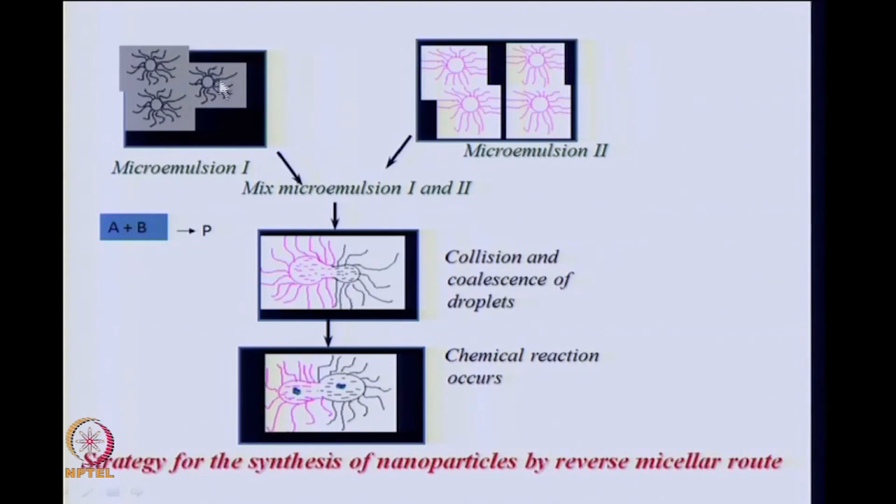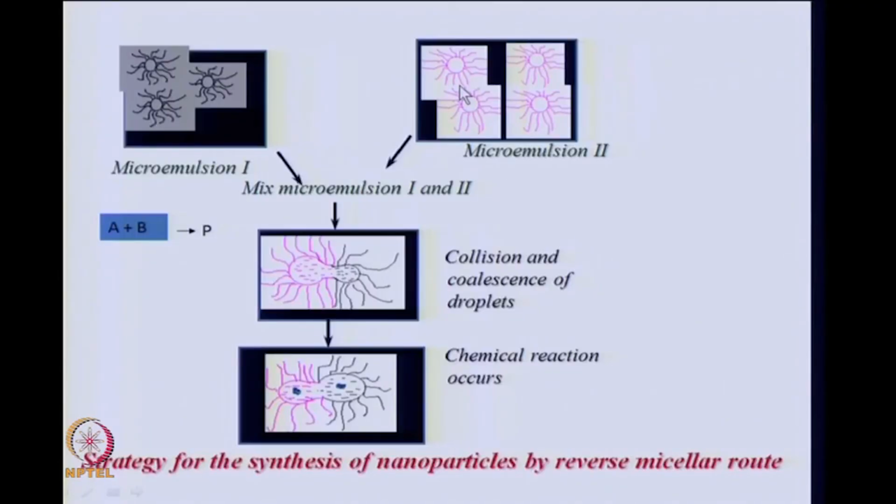So, you first create microemulsions by having your aqueous solution which contains the A ions, your solvent which is the non-aqueous medium, and the surfactant. Then in the other you have the B ions in aqueous medium, and then solvent and the surfactant. So, you get transparent microemulsion 2 and transparent microemulsion 1, and you mix these two microemulsions.